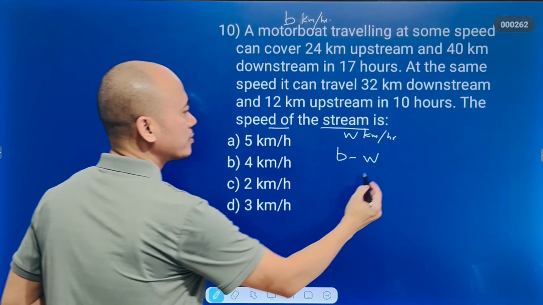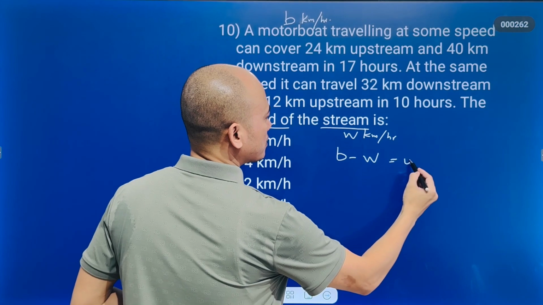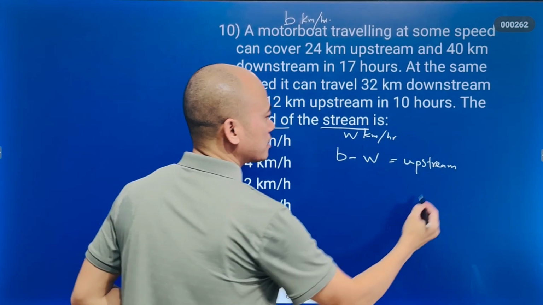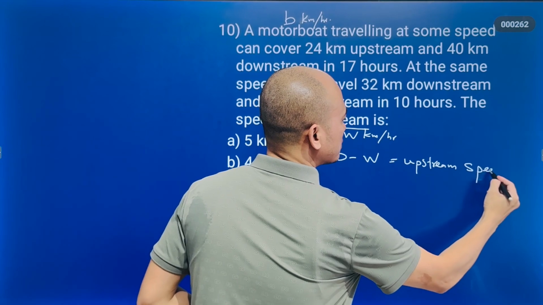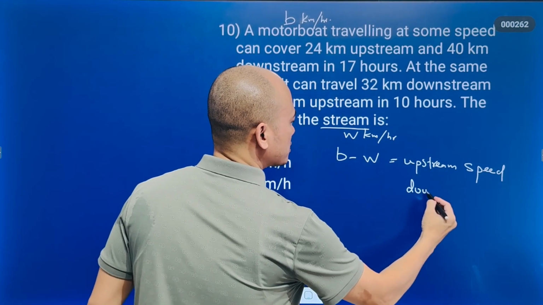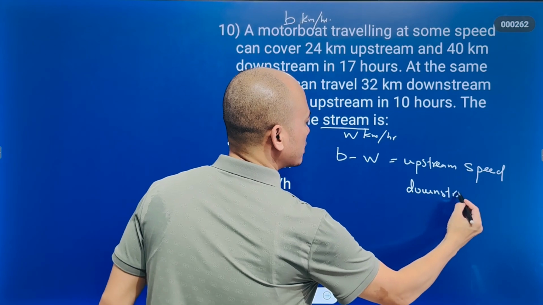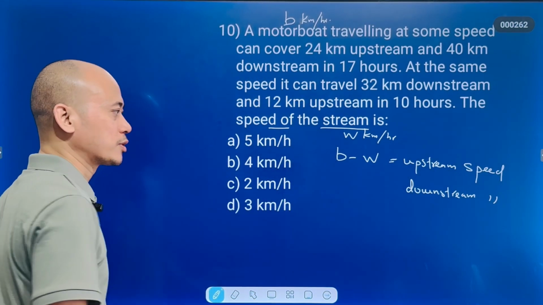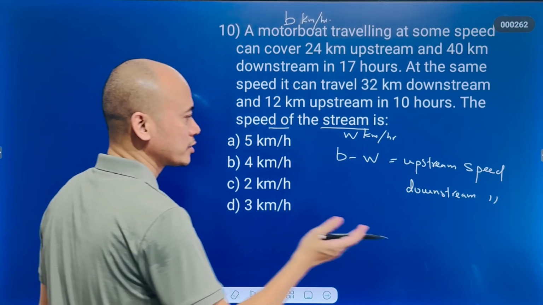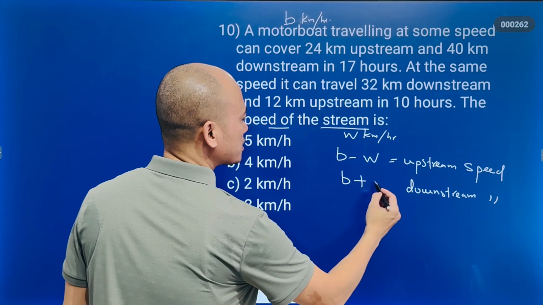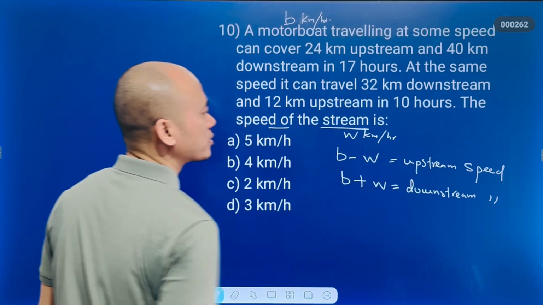B minus w will be the upstream speed, and downstream speed means traveling along with water. That means water will help you to move faster, because you are flowing along with the current of the water. So, in this case it will always be speed of the boat plus speed of water. So, you have to remember this.